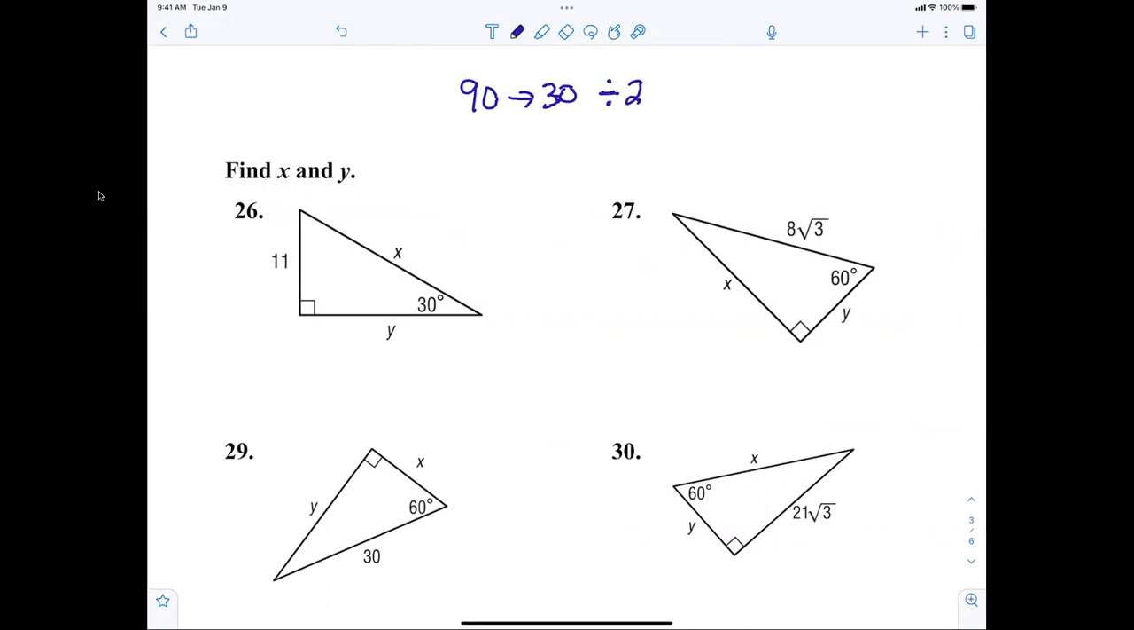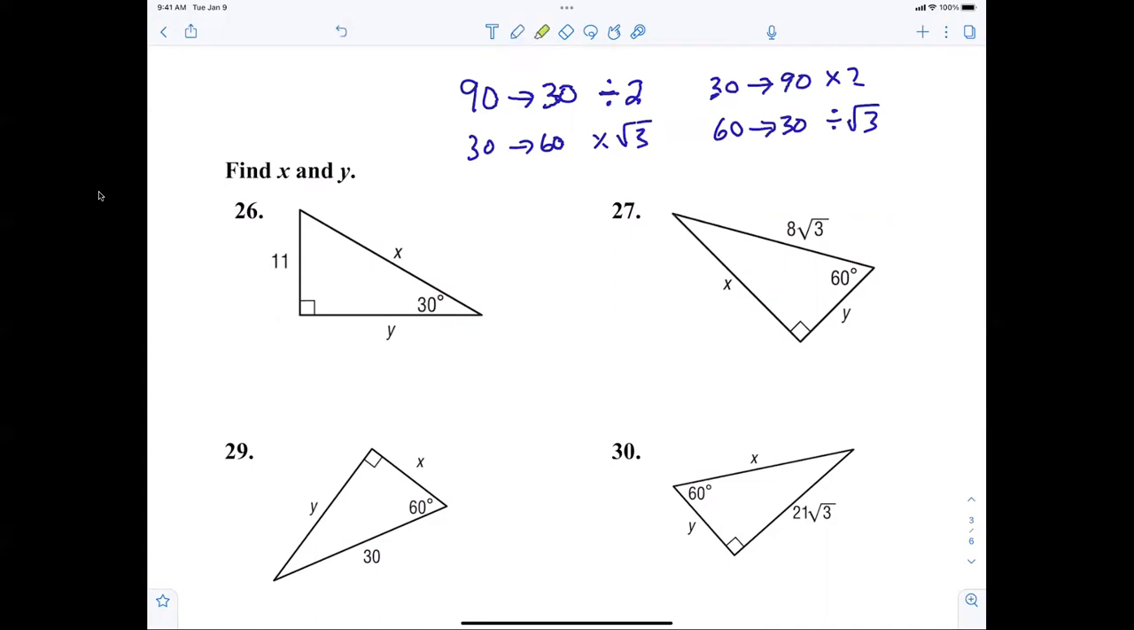So what do you think it means if I'm going from the 30 to the 90? What do you think I do? Multiply by 2. From the 30 to the 60, what do I do? Multiply by radical 3 because I'm getting bigger. All right, so that means to go from the 60 to the 30, what do we do? Divide by radical 3. Simple little pattern that everyone should know.